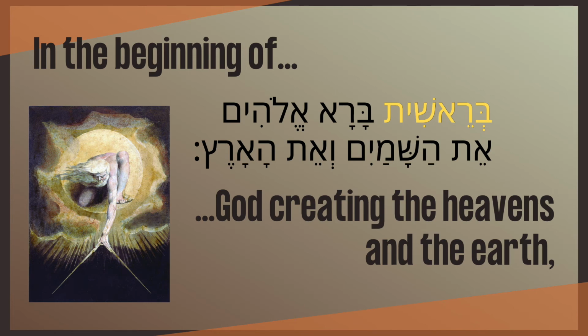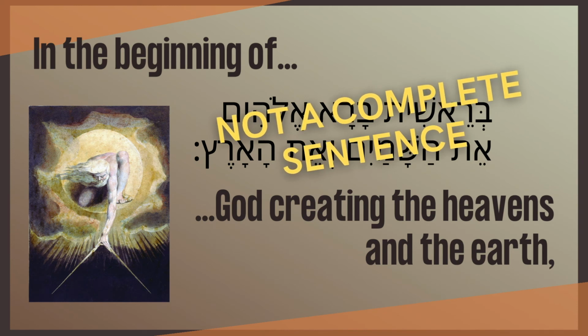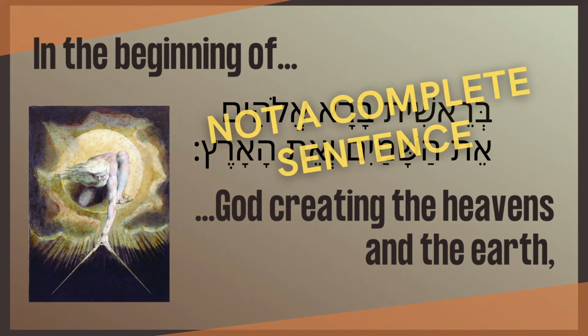This also helps to answer the question of whether Genesis 1:1 is a complete sentence in itself, or whether it's just the first clause of a sentence that continues into the next verse. And when you read the first few verses of Genesis 1 with the construct state of Bereshit in mind, the answer actually becomes pretty obvious. Genesis 1:1 is not a complete sentence.